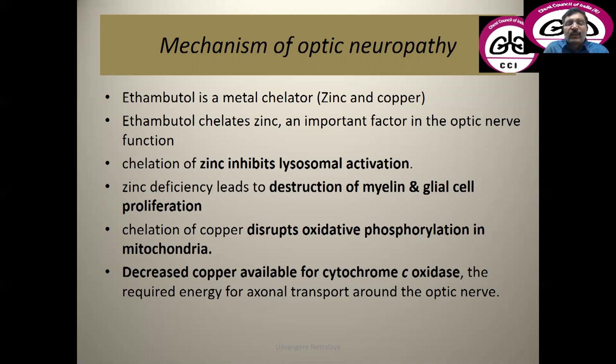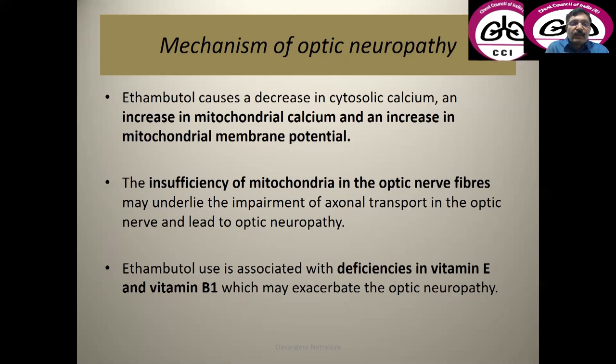The chelation of copper disrupts the oxidative phosphorylation in mitochondria, and decreases copper availability for the enzyme cytochrome C oxidase, which is essential for the axonal transport in the optic nerve. Ethambutol causes a decrease in cytosolic calcium, and in turn increases the mitochondrial calcium, and you tend to see an increase in mitochondrial membrane potential. The insufficiency of mitochondria in optic nerve fibers may underlie the impairment of axonal transport in the optic nerve, and thus lead to the optic neuropathy.